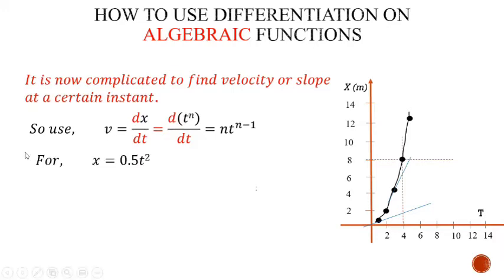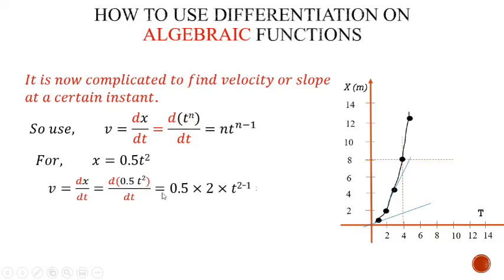For example, here you can see 0.5 t square is the displacement equation. To find the derivative or differential of this equation, the power is multiplied and the power is reduced by 1. So the existing power is 2. Multiply by this power, so 2 multiplied by t raised to 2 minus 1 will be the differentiation.